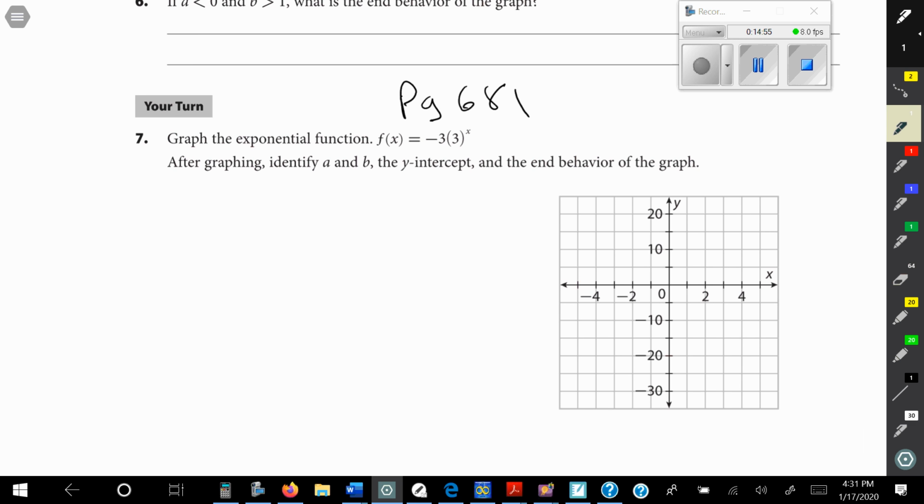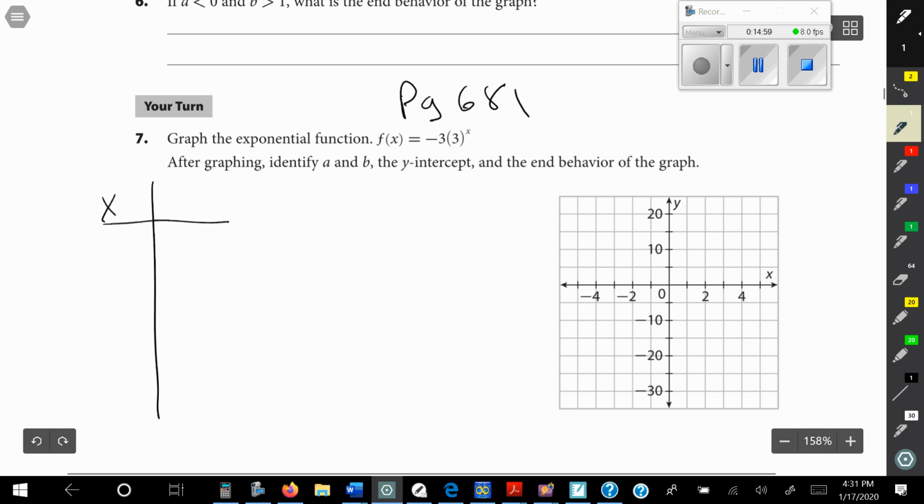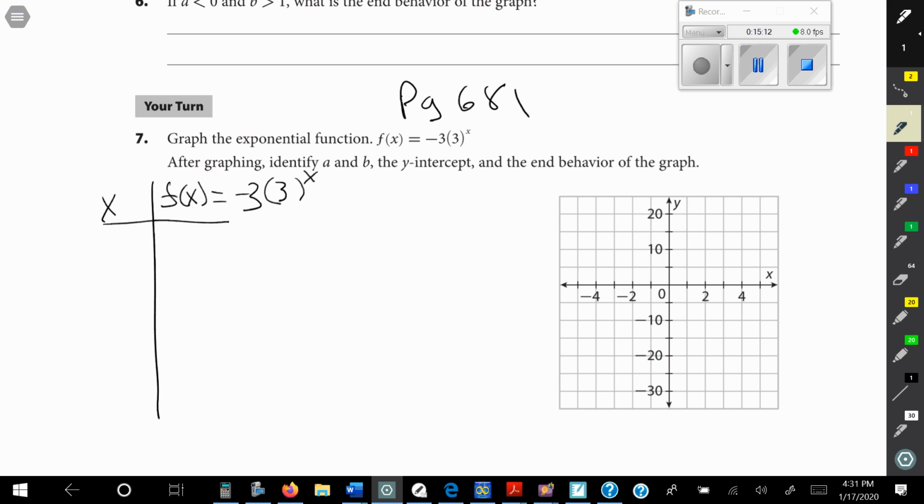Make sure you set up a little t-chart here. You have your x, and your function, f of x is equal to negative 3 times 3 raised to the x. And use these for your domain, negative 1, 0, 1, and 2.